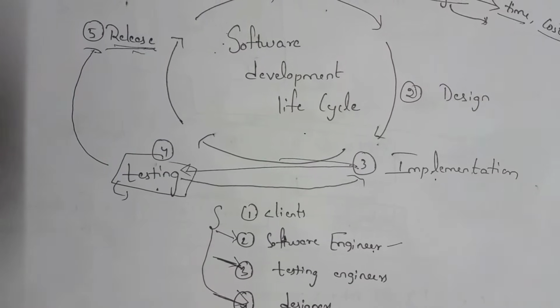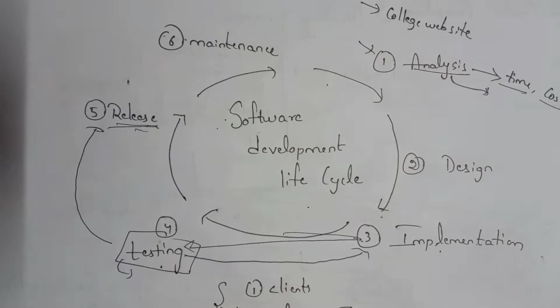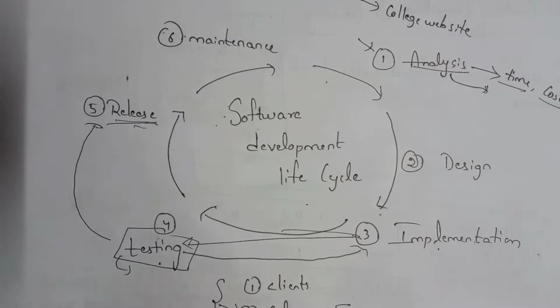The last step is maintenance. Maintenance is nothing but updating that software from time to time. These are the 6 stages in the software development lifecycle.